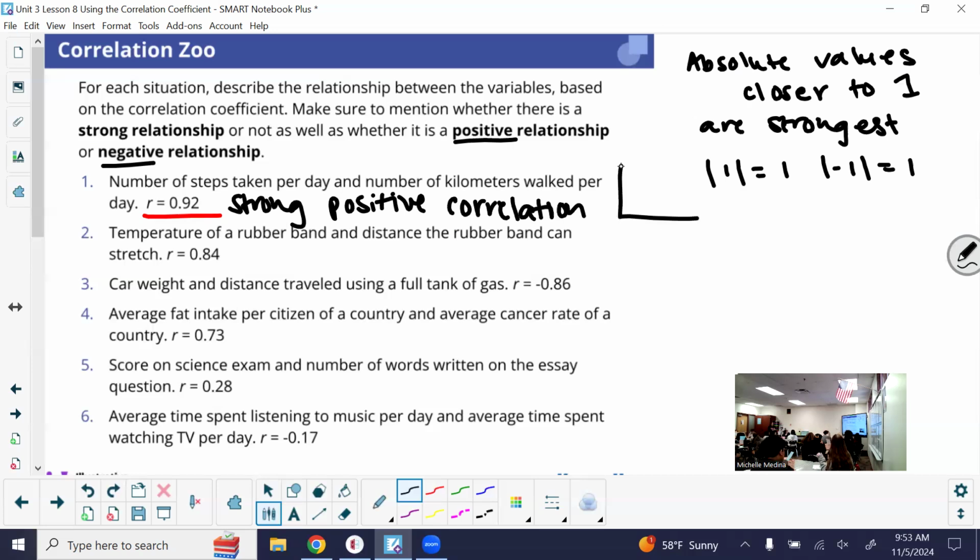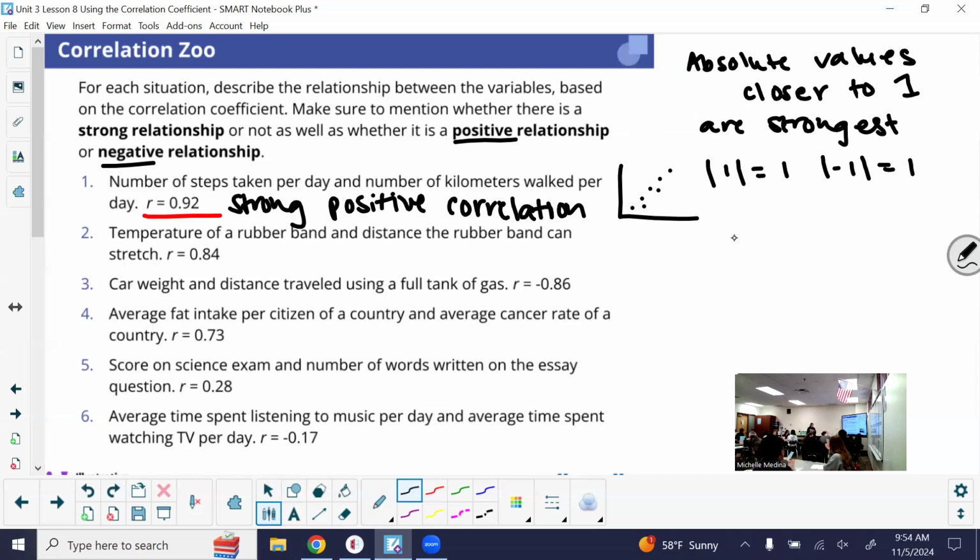And if I were graphing it, it doesn't ask you to graph it, but if I was, since it is pretty strong, I'd expect it to be mostly in a straight line. And since it's positive, I'd expect it to go up from left to right. I wouldn't expect it to be a perfect straight line, because if it was perfect, it would be exactly 1. Make sense?